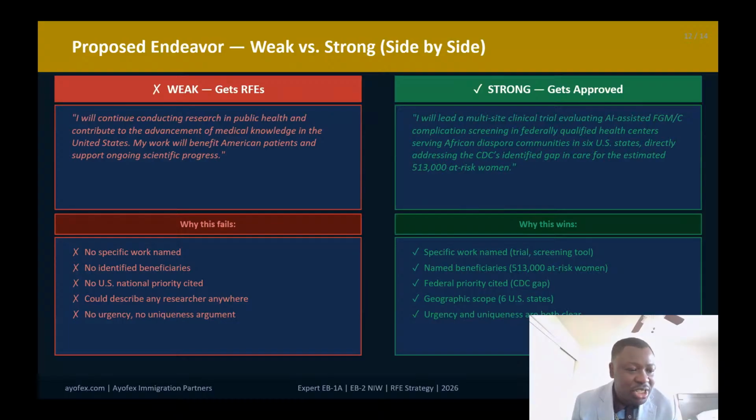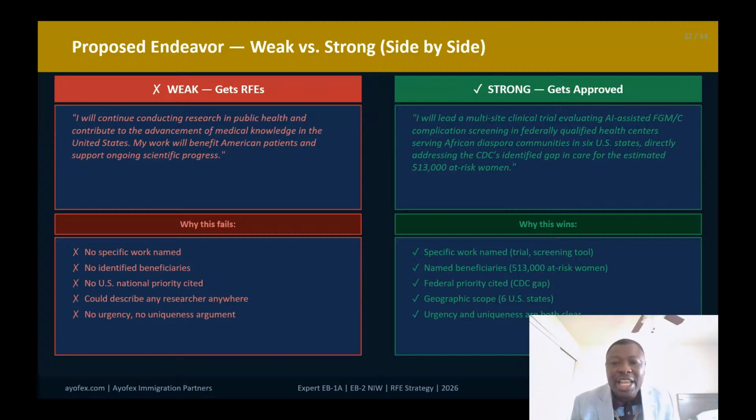Why does this proposed endeavor fail? Why is it weak? There is no specific work named. There are no identified beneficiaries. There are no US national priorities cited. It could describe any researcher anywhere. There is no urgency. There is no uniqueness argument. Now, let's look at the second one.